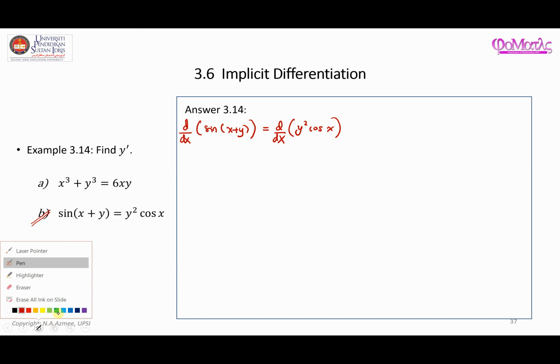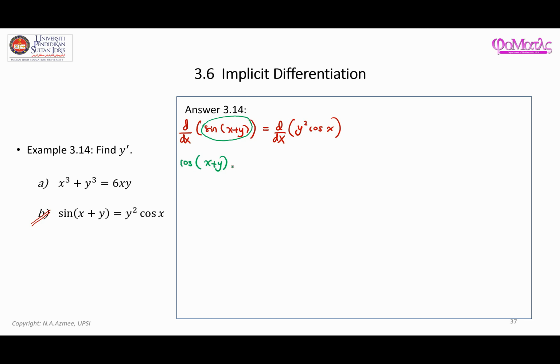And for this part here, we're going to consider implementing the chain rule. So this is the outer function, and if you differentiate this, the result is going to be equal to cosine of x plus y, and we're going to multiply that with the result of differentiating the inner function. So this is the inner function, and the process of differentiating x plus y, the result is, if you differentiate x, it is equal to 1, plus if you differentiate y, which is an unknown function, the derivative of that is going to be dy/dx. Okay, so that's the result. We're going to multiply this result with cosine of x plus y. So here we have the result, which is 1 plus dy/dx.